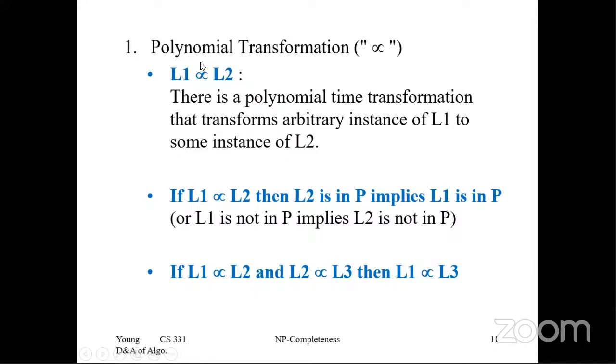This sign is called the polynomial transformation. It means that we have transformed L1 to L2, and that's why we are saying that if L1 is transformed to L2, then L2 in P implies that L1 is in P. This is straightforward. This is transformation. So if we transform L1 to L2, if L2 is in P, it will imply that L1 is also in P. So if L1 is transformed to L2 and L2 is transformed to L3, then it means that we have transformed L1 to L3.